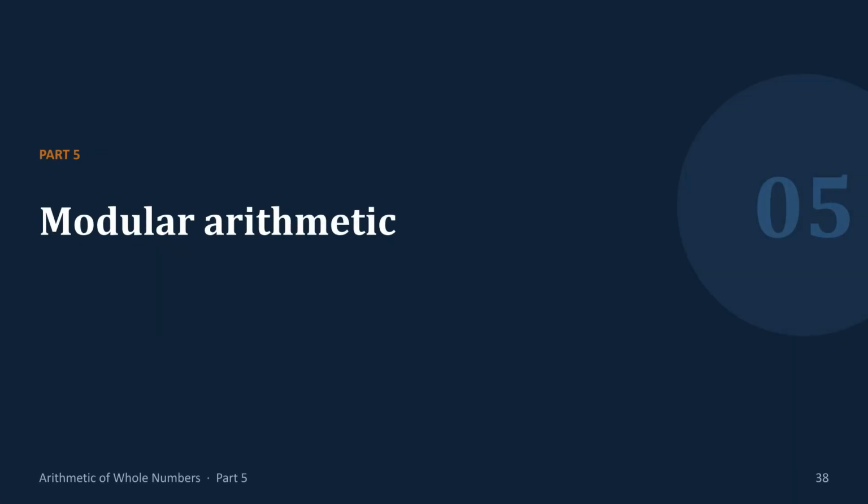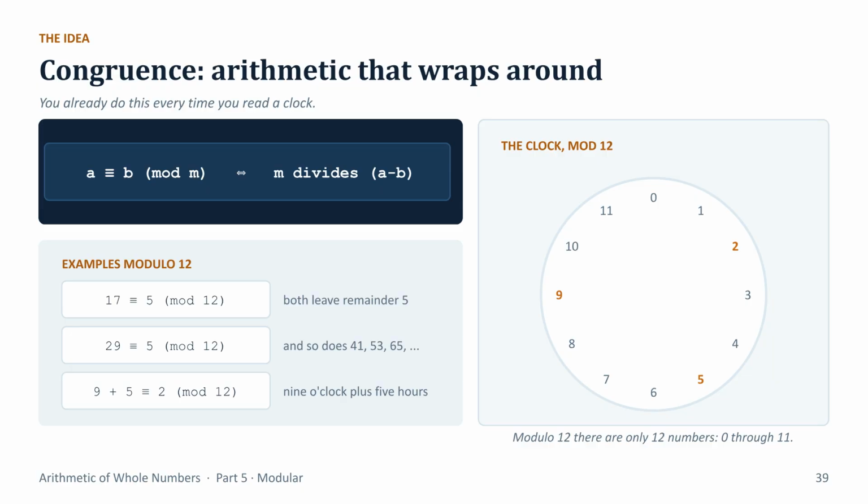We now move to Part 5, Modular Arithmetic. This is the mathematics of clocks and remainders. We stop throwing remainders away and start treating them as the primary object of study. Two numbers are congruent modulo m if they leave the same remainder when divided by m. This creates a wraparound system. In modulo 12, for example, 17 and 5 occupy the same position. It is the perfect tool for keeping calculations finite and efficient.